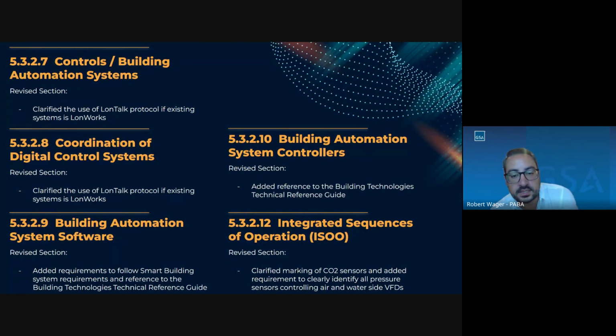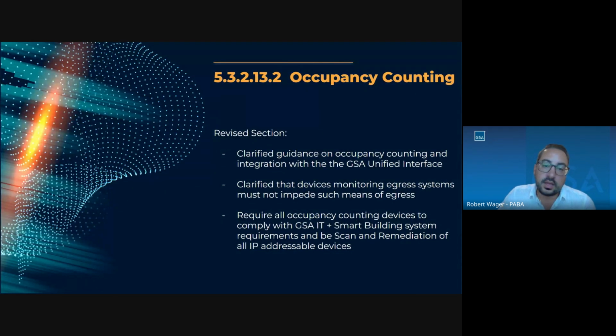Also, some updates to integrated sequence of operations regarding labeling and marking of CO2 sensors in your control systems. And occupancy counting, there were updates to this as well in terms of integration with other GSA interfaces on the smart building side. And once again, additional references to GSA IT and smart building system requirements regarding scanning and remediating of any IP addressable device.